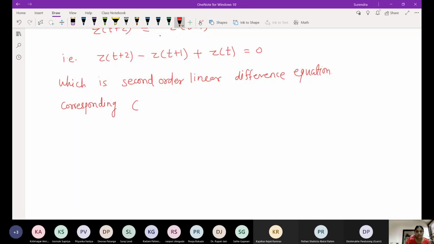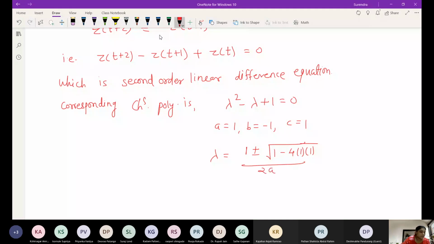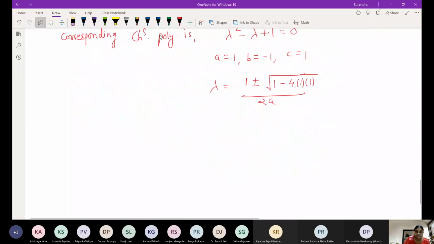Corresponding characteristic polynomial is lambda square minus lambda plus 1 is equal to 0. What are the roots? Directly we cannot find, so a is equal to 1, b is equal to minus 1, c is equal to 1. So lambda is equal to minus b plus or minus under root b square minus 4ac divided by 2 times a.